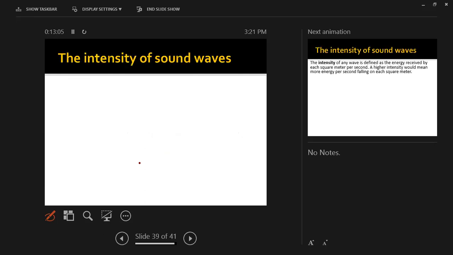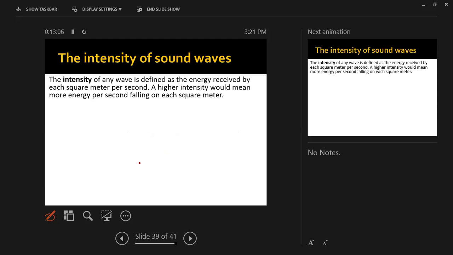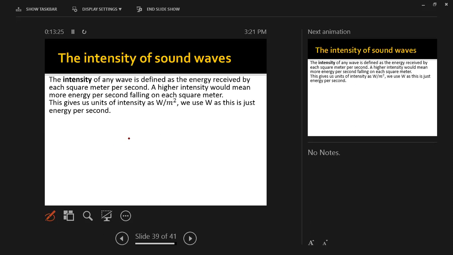What about the intensity of sound waves? The intensity of sound waves is defined as the energy received by each square meter per second. Energy received by each square meter per second is called the intensity of sound. A higher intensity would mean more energy per second falling on each square meter. If you hear sound more, that means the intensity of sound is more.